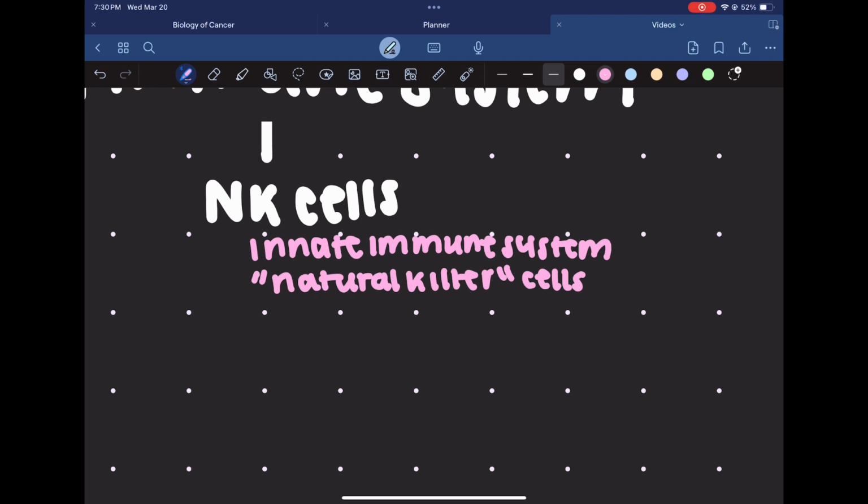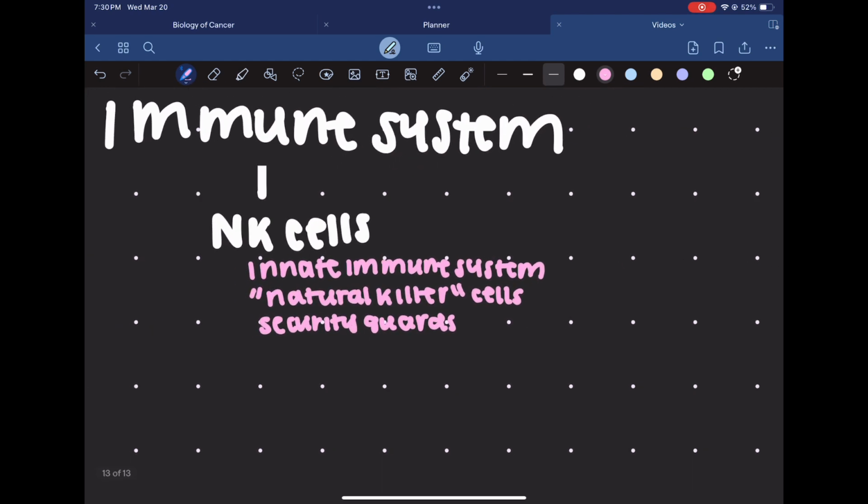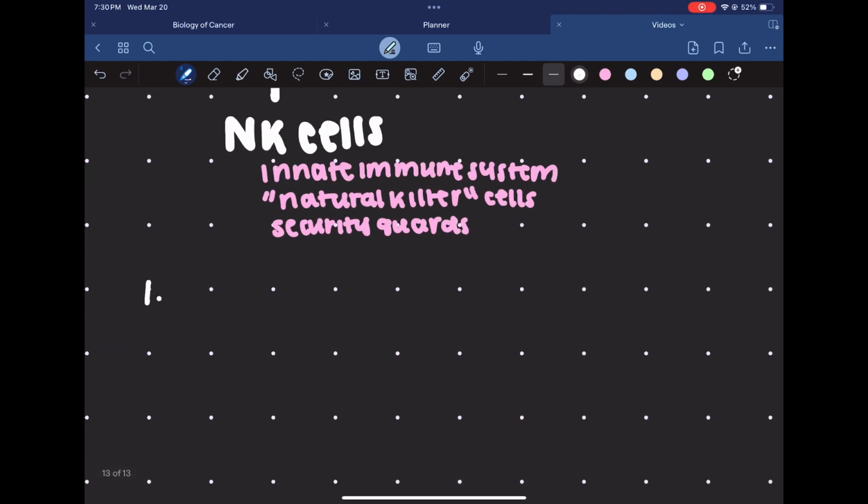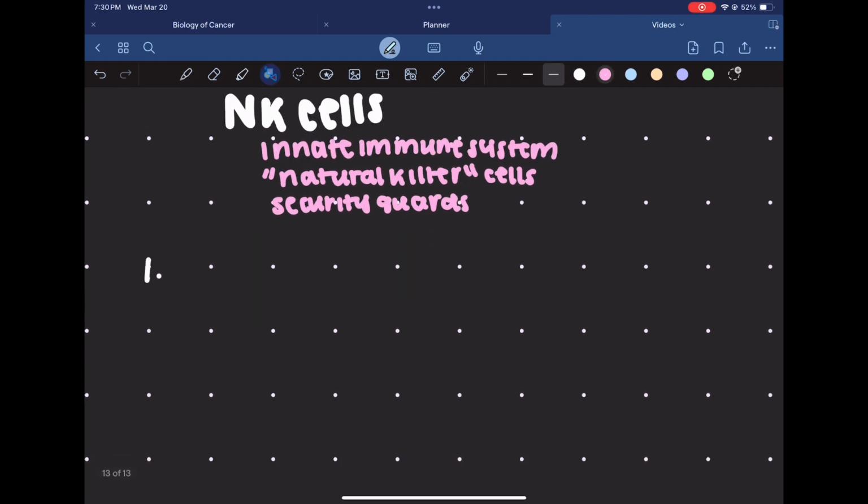And these cells are kind of like the security guards of your body, is how I like to think about them. So they are not looking for specific cells, but they're just very generally looking for any cells that seem out of place. So we're going to talk about the three scenarios that can take place with regards to this and how NK cells are going to be interacting with our cancer cells.